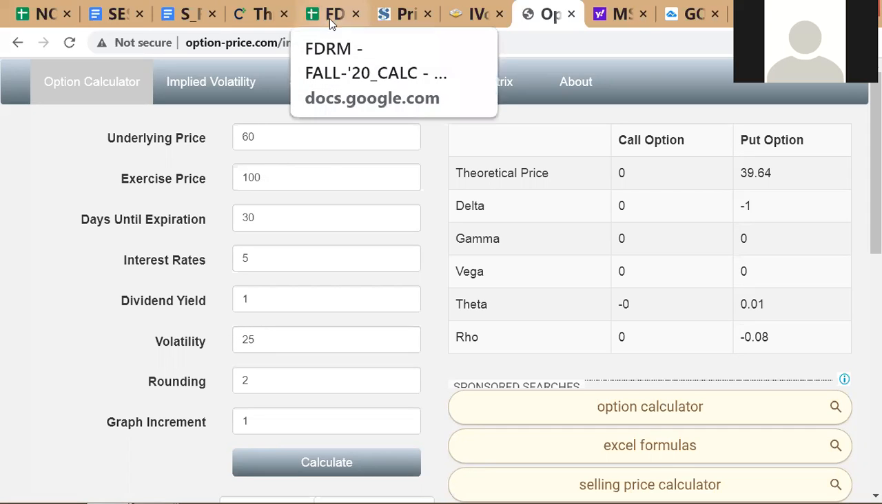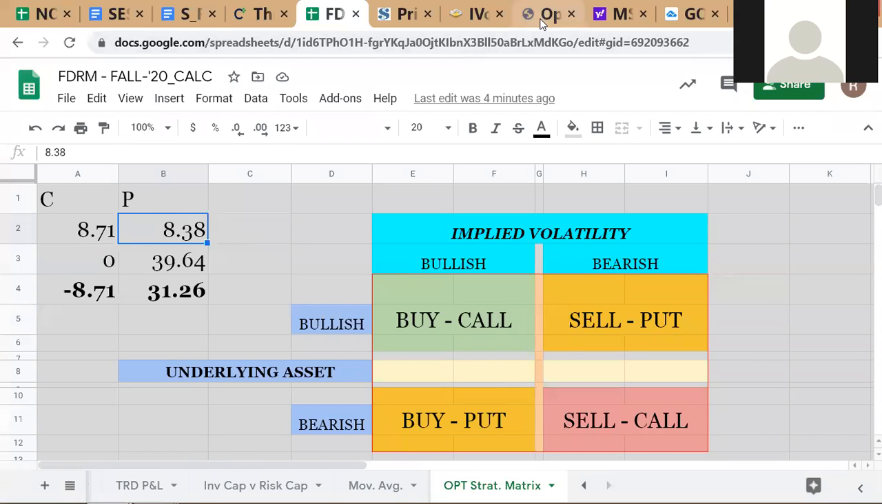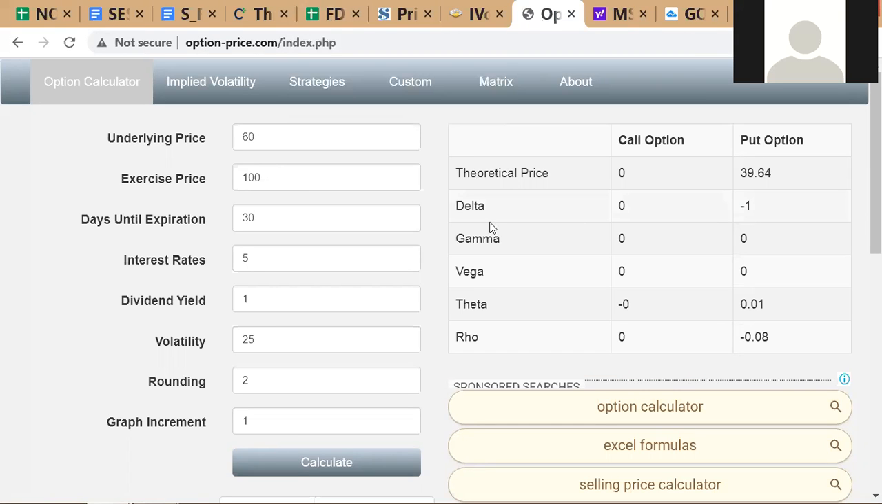Okay, but one of the things you can notice about this is the time value, the intrinsic value of the 100 put when the underlying is at 60. The intrinsic value of the 100 put, how much is that?